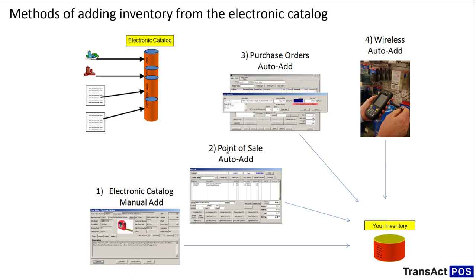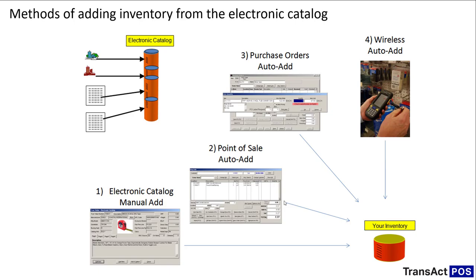The auto add at the point of sale: if I scan a product and it's not found in inventory, then it'll utilize that UPC to go locate that item in the catalog. If found, then it will add it to the inventory automatically and then present that product to be sold at the point of sale based on that primary vendor's retail price that was established.